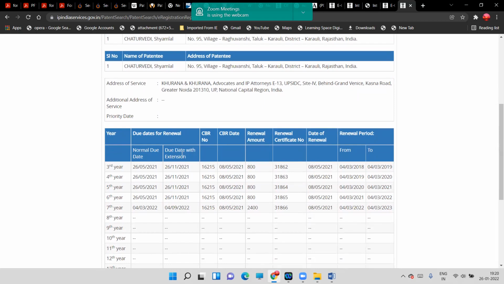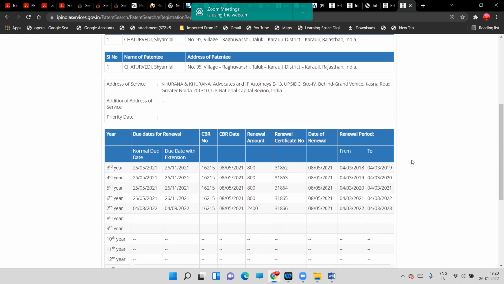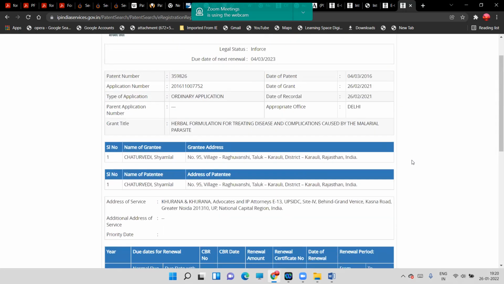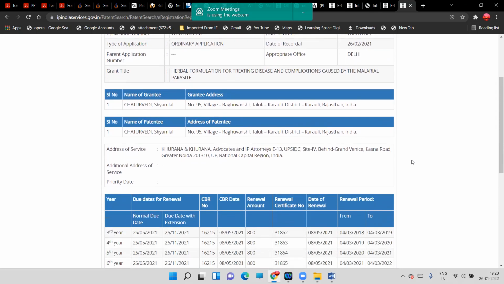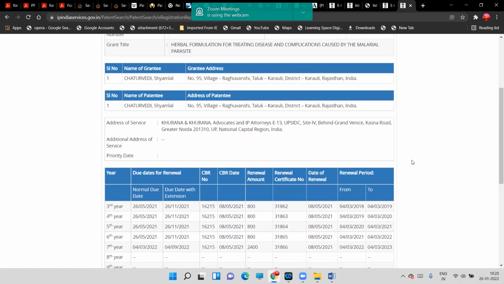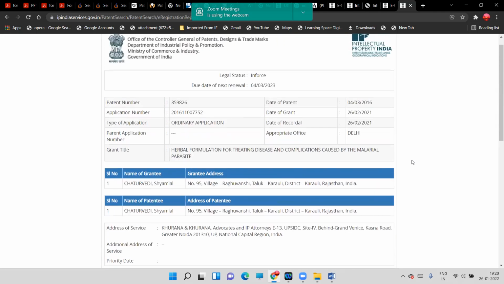Normal due date with extension, this one. Normal due date 26/05/2021, 26/11/2021. Date of renewal 2030. 3 महीने तो हो गए उसमें. 3 months का लैप्स है. तो ये मेंटेन किया उन्होंने फीस भर के. ठीक है. तो ये 3 डेट्स आपने लिख के लिया है क्या? तो हमें इसमें डिफरेंस पता चलेगा फिर बाद में. ये नोट डाउन कर लो. Okay.